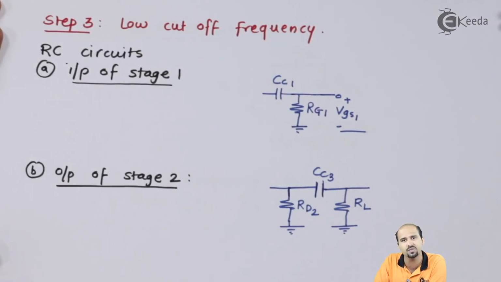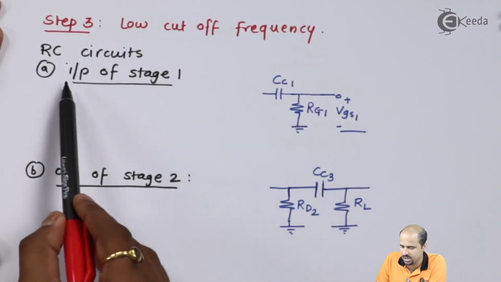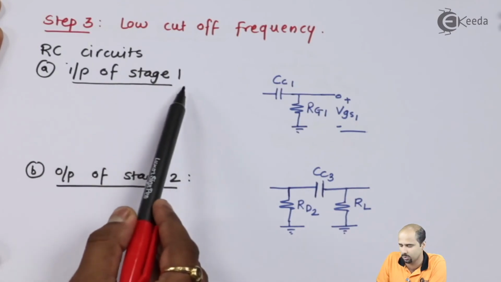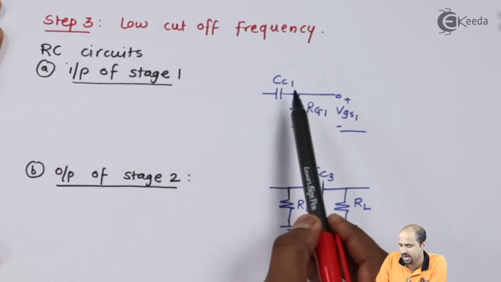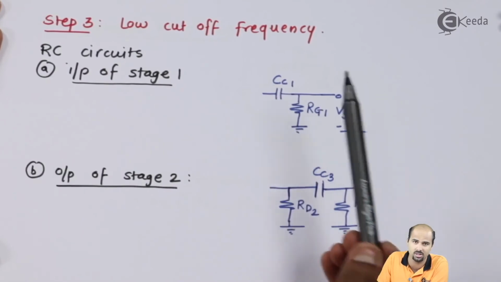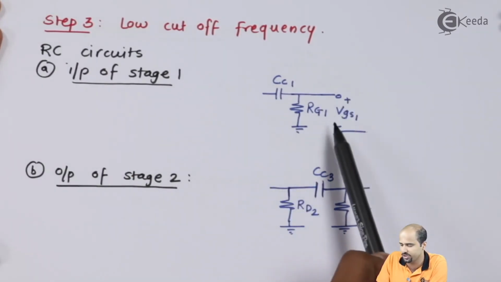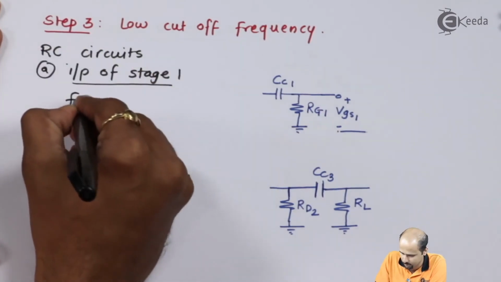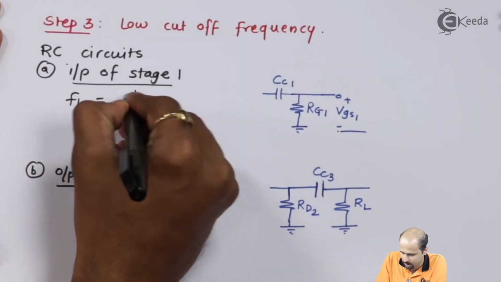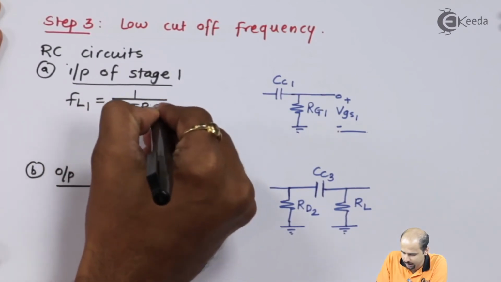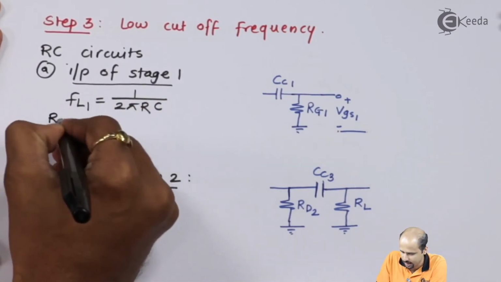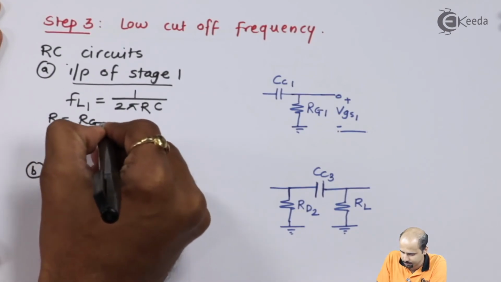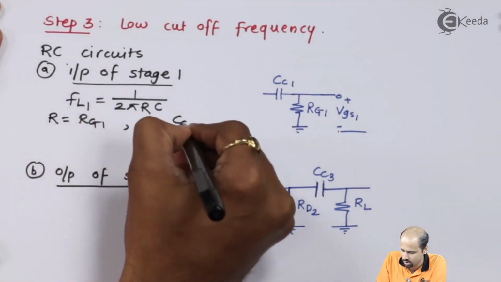How many RC circuits we have? 3 RC circuits we have. The first RC circuit at the input of stage number 1 where RG1 is connected and CC1 is connected, no other resistance or capacitance. This is because VGS1 is open circuit. So RG1 has nothing to do with the RS1 for the calculation of the lower cutoff frequency. As far as the lower cutoff frequency fundamental formula is concerned, FL1 I can say 1 upon 2 pi R into C. Here R is equal to RG1 and C is equal to CC1.